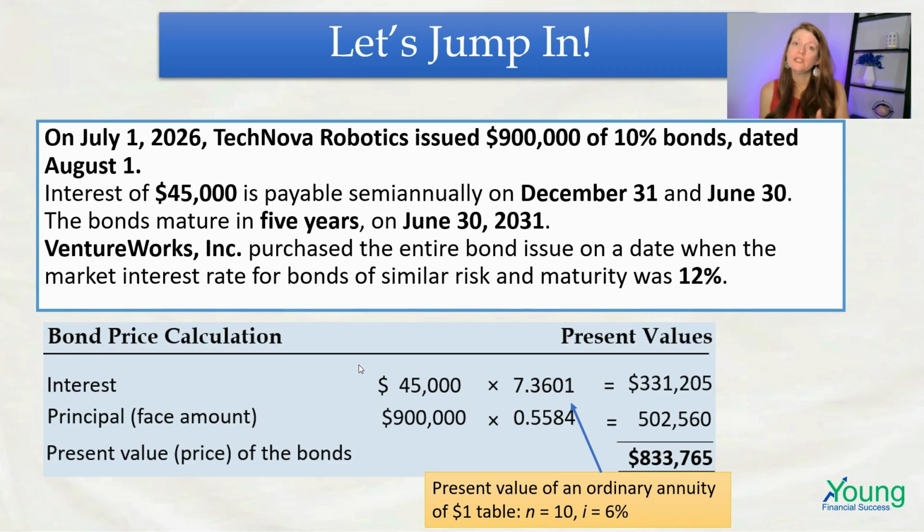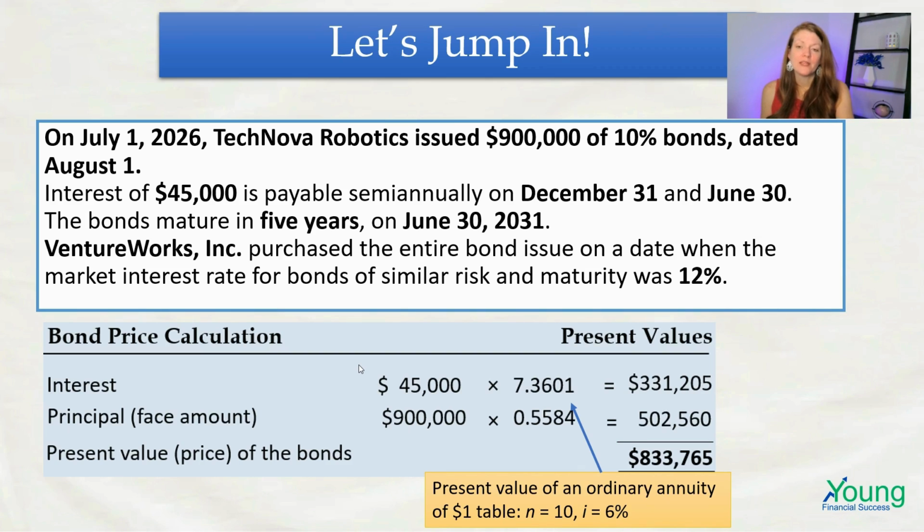We also need to find the present value of that payment at maturity, that face value. So the face value, the amount they're going to have to pay to VentureWorks that bought all of their bonds, is $900,000, regardless of what VentureWorks paid for this. TechNova is going to have to pay VentureWorks $900,000.